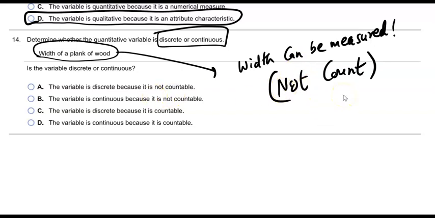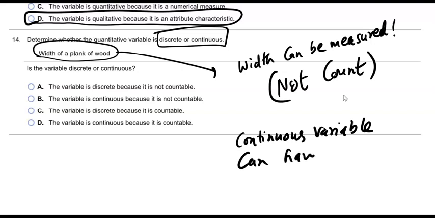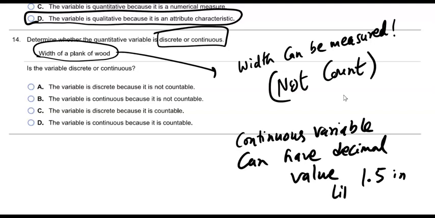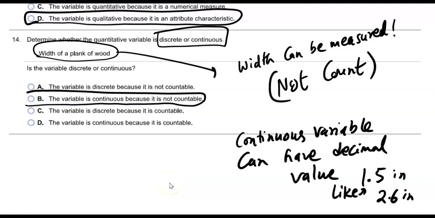So a continuous variable can have a decimal value, like 1.5 inches or 2.6 inches. If it is possible to have a decimal value, the variable is called a continuous variable. So the answer for question number 14 is B: the variable is continuous because it is not countable. If it is countable, it's going to be discrete.